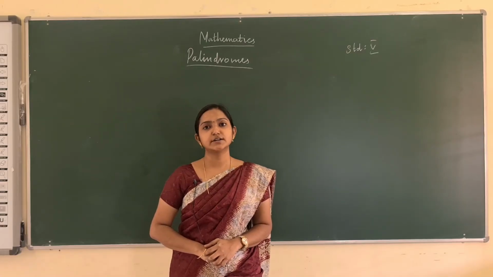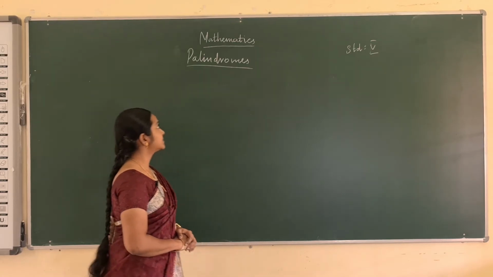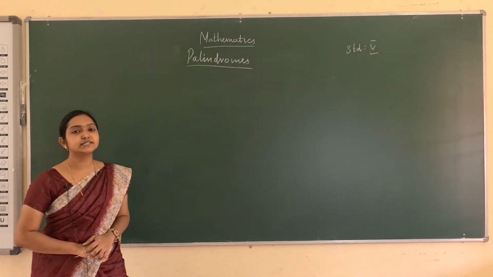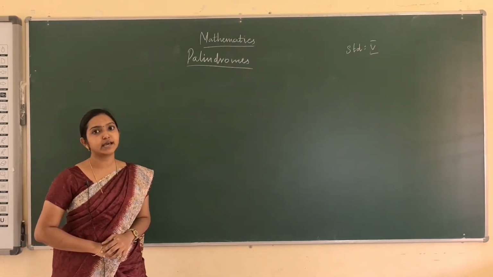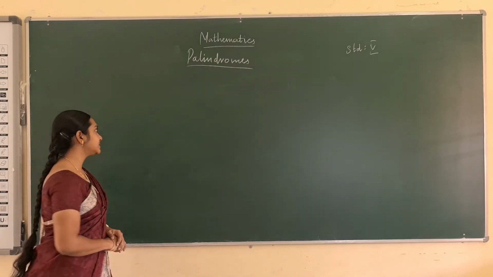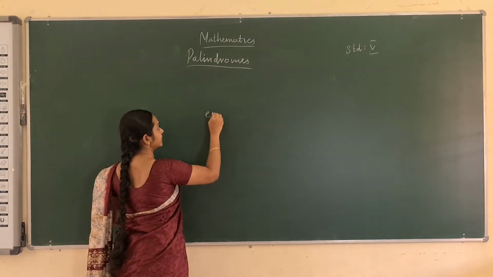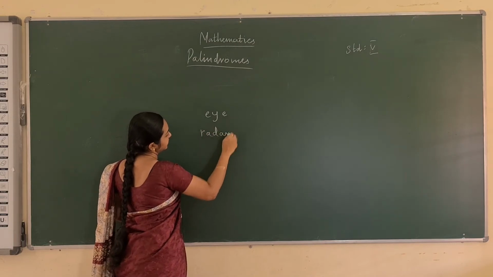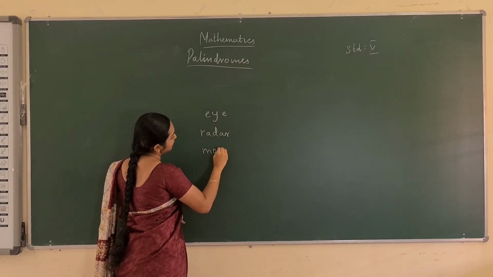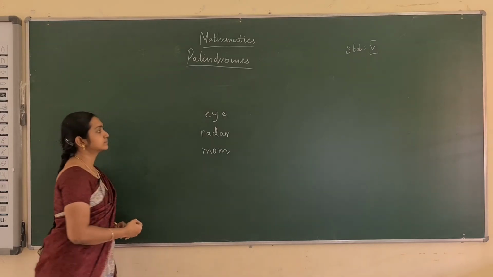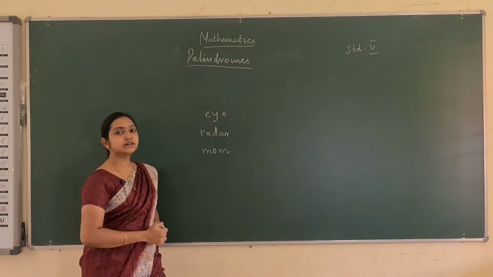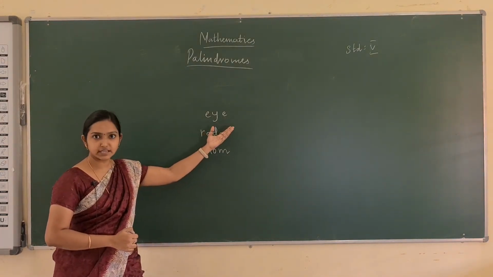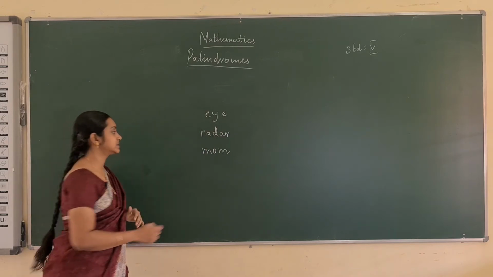Next we are going to learn about palindromes. Palindromes are the words that read the same forward and backward. For example, eye, radar, mom. All these are the words that read the same even while reading backwards.